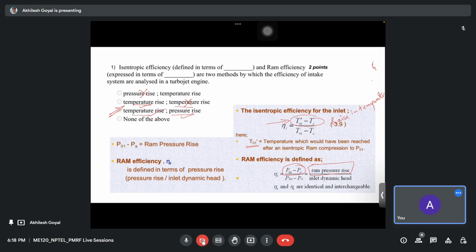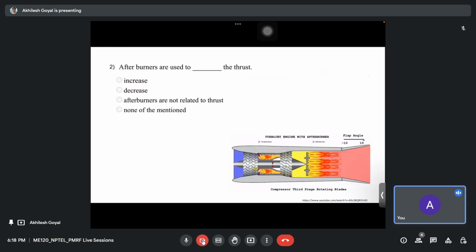Okay, so that was a pretty straightforward question. Move to the next question. That is the second question. Afterburners are used to blank space the thrust.